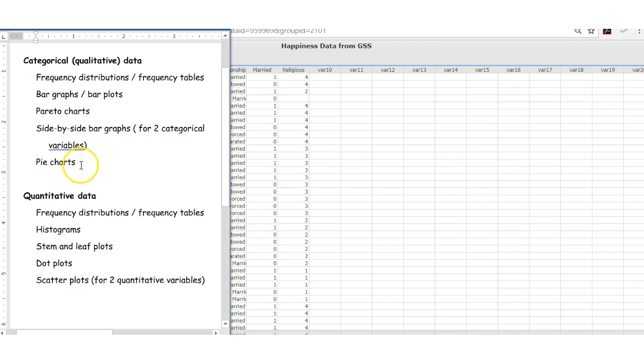Here are different ones for categorical data. Here are different graphs for quantitative data. The only one really that's the same is that we can do frequency distributions for either one of these 2. Other than that, this is why it matters whether the data is categorical or quantitative, because we are doing very different types of graphs for the 2 things.